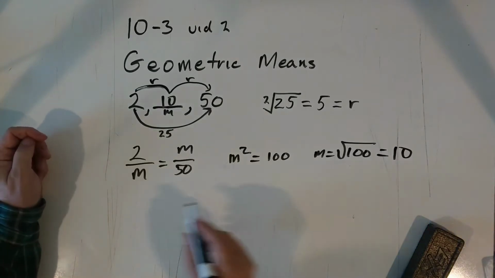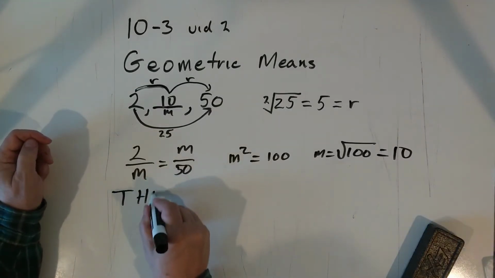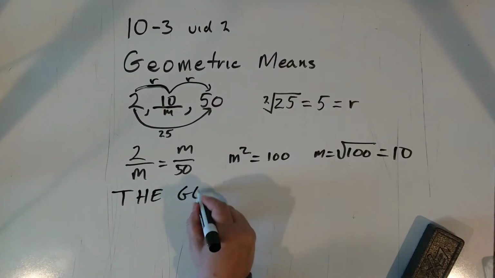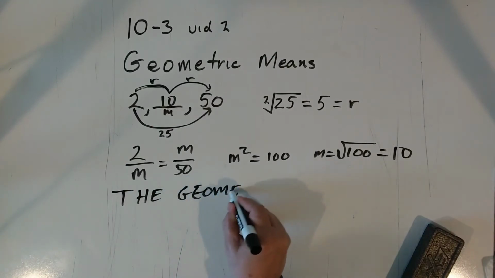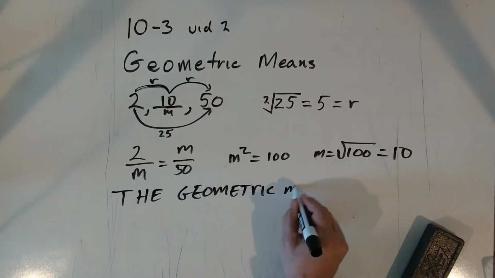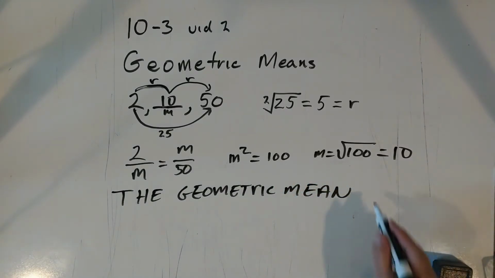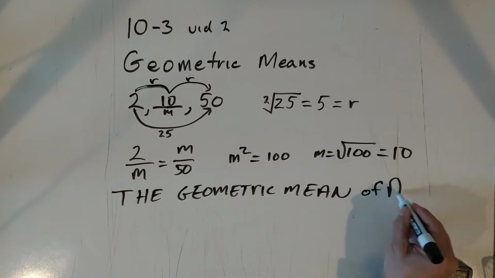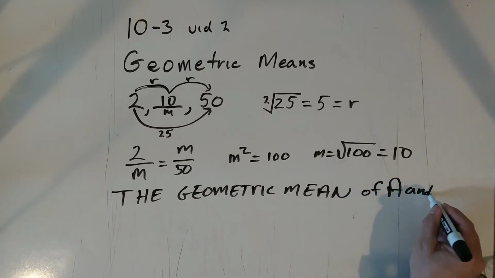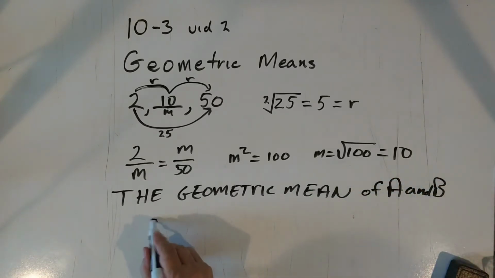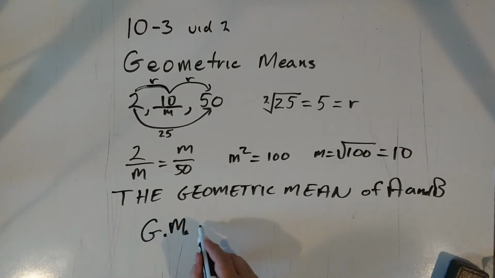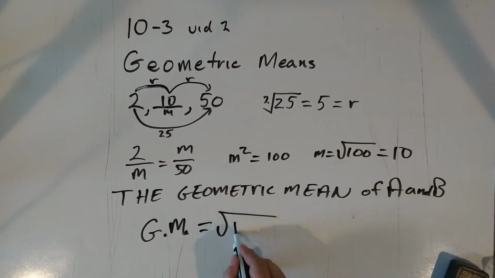This is known as finding the geometric mean of 2 numbers. And that is done this way. The geometric mean of 2 numbers is equal to the square root of a times b. And that's a nice shortcut if I only have one number in between.